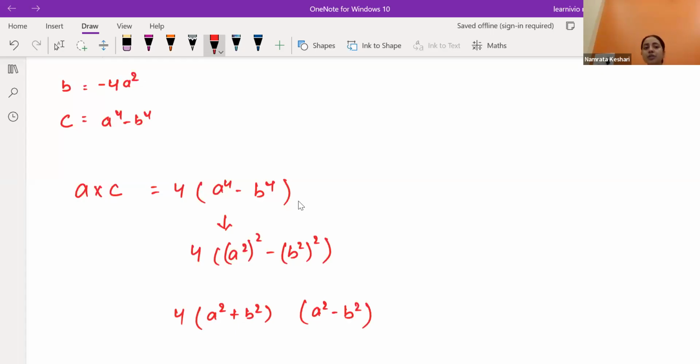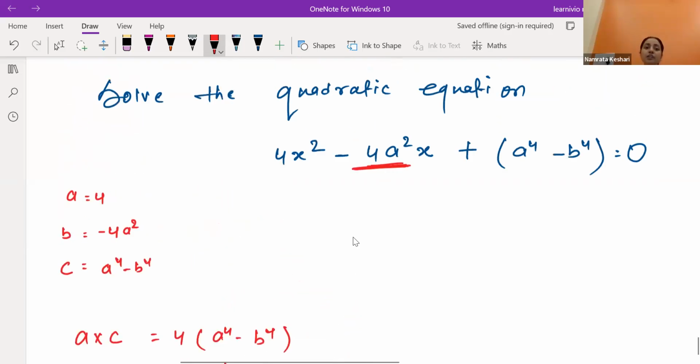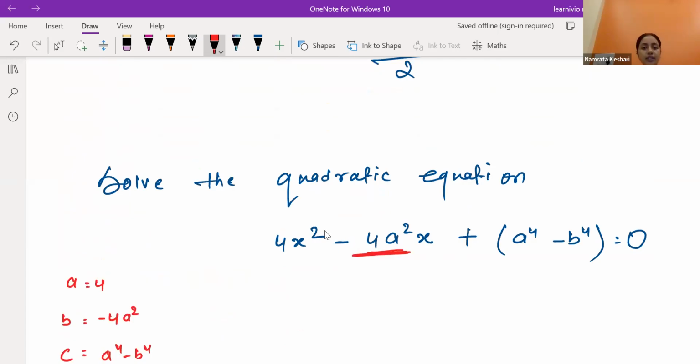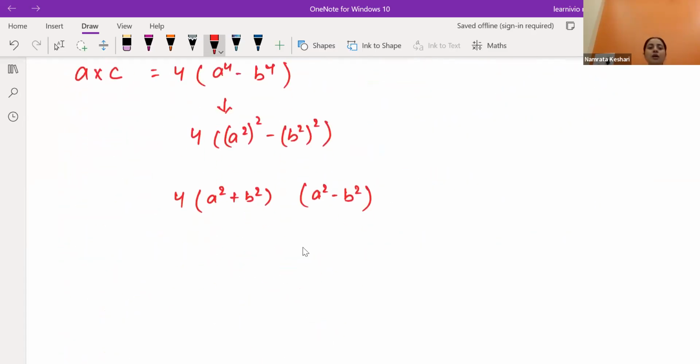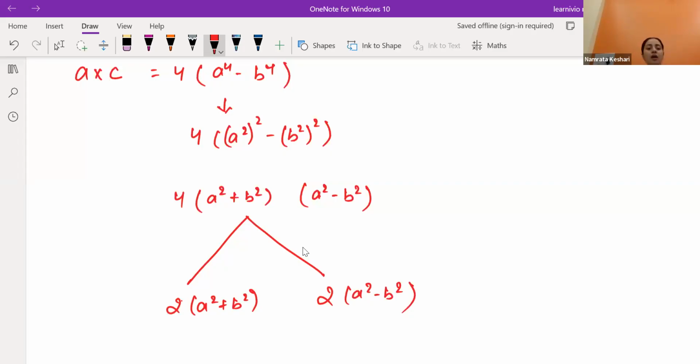Now let's see what we have to create. We have to create the middle term, that is minus 4a square. Basically 4a square, we will do the arrangement. So from here, if we try to split, just taking two factors which added together or maybe subtracted together will generate 4a square. So can we take it like this? 2 with a square plus b square and 2 with a square minus b square. Now we will check it, both added together. Can you see it is making 4a square?